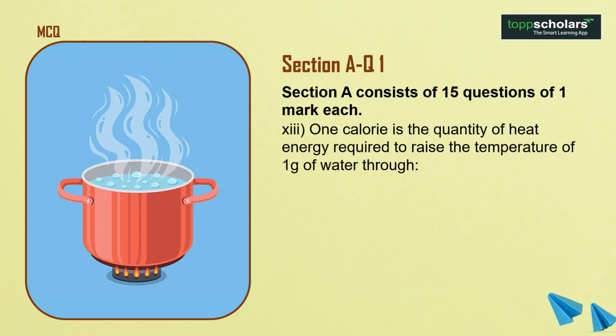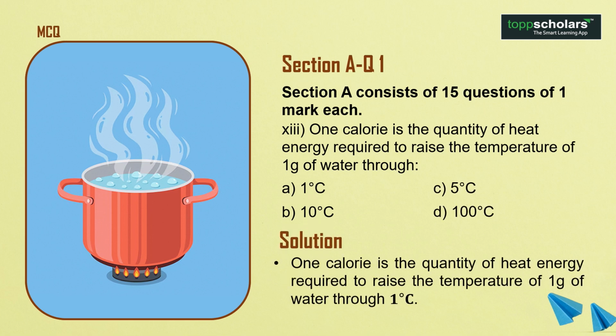Let's have a look at the 13th question. 1 calorie is the quantity of heat energy required to raise the temperature of 1 gram of water through 1 degree Celsius, 10 degrees Celsius, 5 degrees Celsius, or 100 degrees Celsius. So we know that 1 calorie is the quantity of heat energy required to raise the temperature of 1 gram of water through 1 degree Celsius. So option A is the correct option.